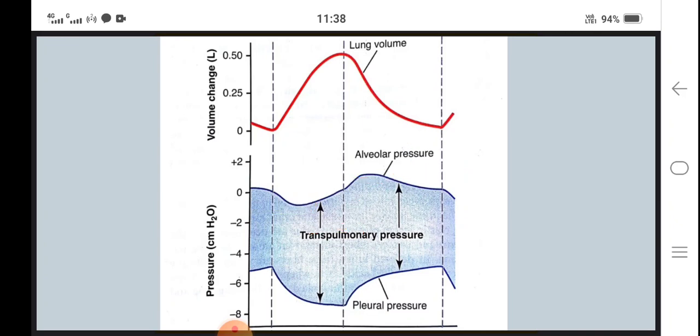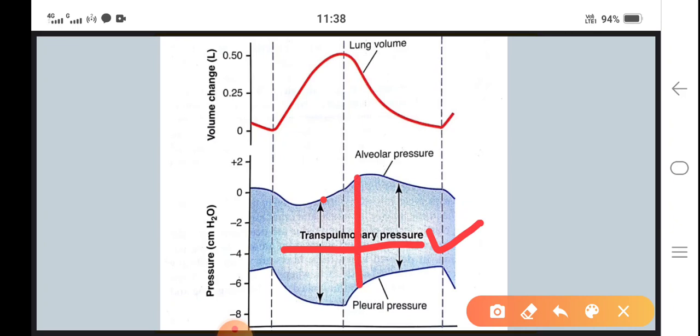Transpulmonary pressure. Transpulmonary pressure is the difference between the alveolar and pleural pressures. This figure represents the transpulmonary pressure, which is the difference between the alveolar pressure and pleural pressure.